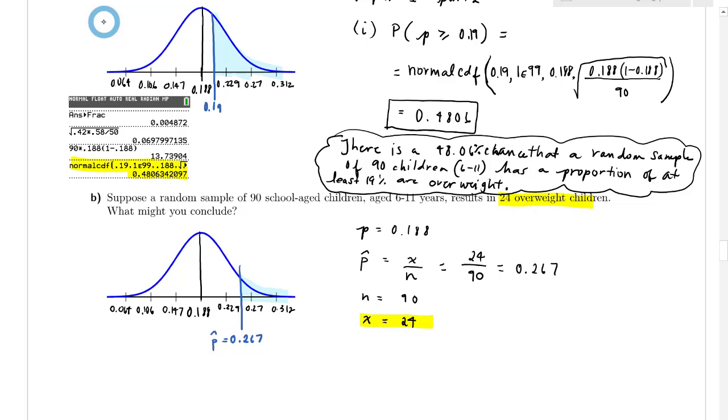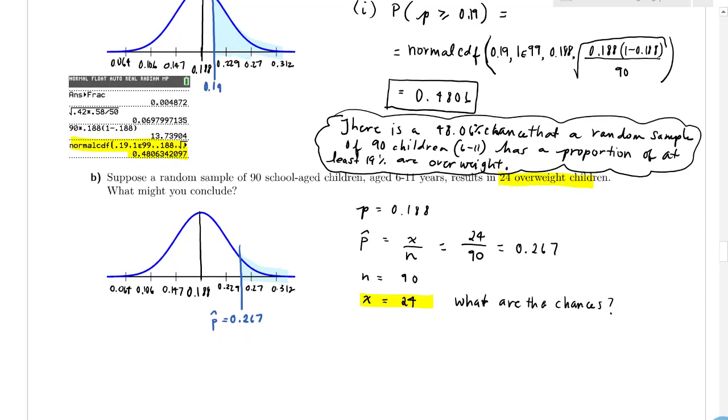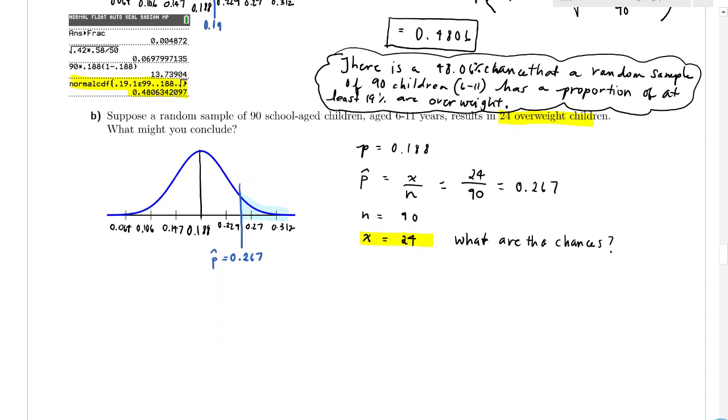Well, maybe we can find this probability. What is the chance? What is the probability that a randomly selected sample of 90 has 24 children overweight? That's what we're really asking. Like, what are the chances here? The chances, right? That the sample that I randomly select out of all these samples of 90 in the world, I grab this one sample of 90 and 24 are overweight. What are those chances?